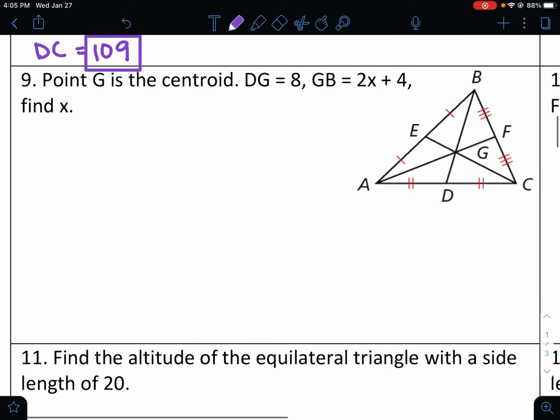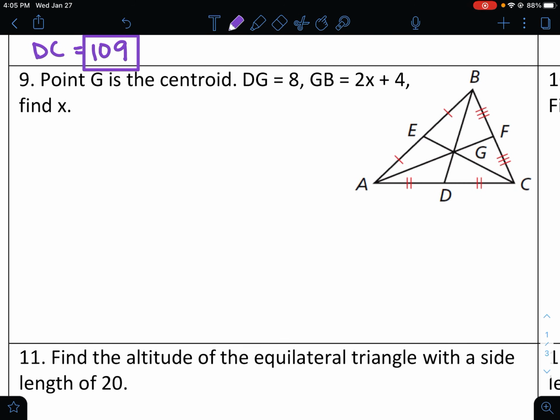Okay, moving on to number 9. Point G is the centroid. So again, this is another median problem. All right, DG is 8. That's that part right there. GB is 2x plus 4. And we need to figure out x. So again, this part up here is the long part. This part down here is the short. So 8 is the short part. 2x plus 4 is the long part.